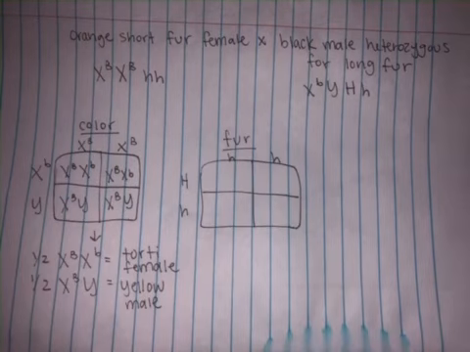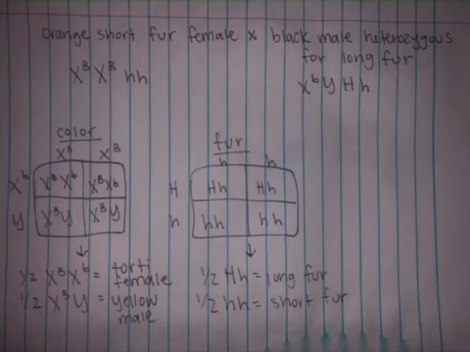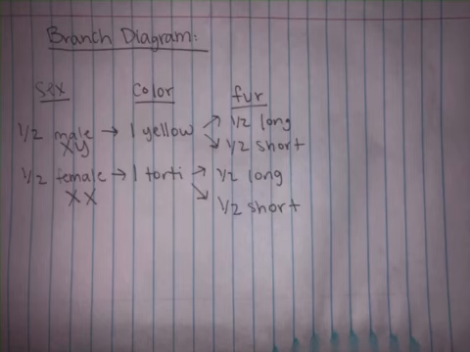Next, I crossed the fur allele, which was little h, big H, little h. After doing so, I found that there was a chance for half the offspring to have long fur and half the offspring to have short fur. I then took the information from the Punnett square and put it into a branch diagram, which shows all the probabilities for the possible offspring.